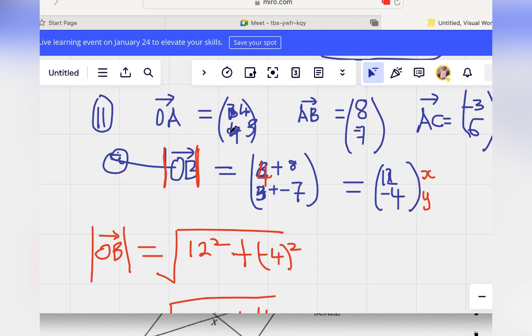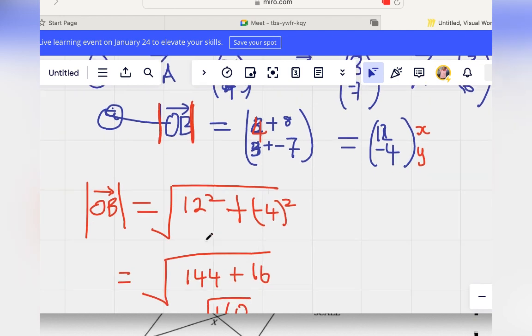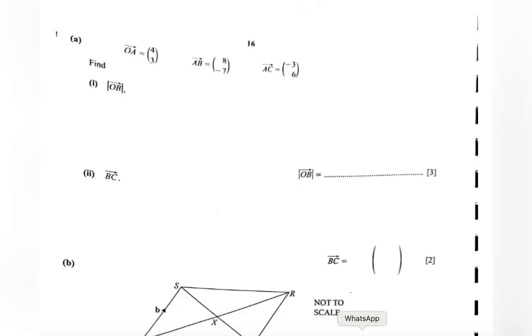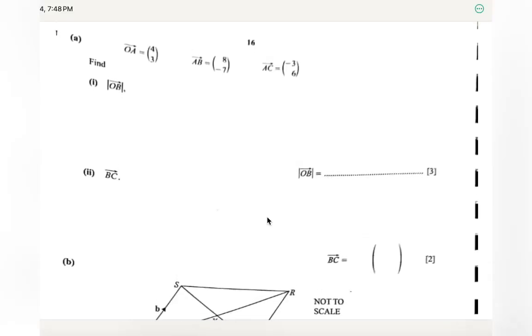And then on the downside, you have 3 plus -7, which gives you -4. So you get the vector OB. After you get OB, you find the magnitude of OB by squaring the value of x plus the square of the value of y, then taking the square root, and then you get the magnitude. Okay, so this is how we find magnitudes of these kinds of vectors. Now let's go to the next question.